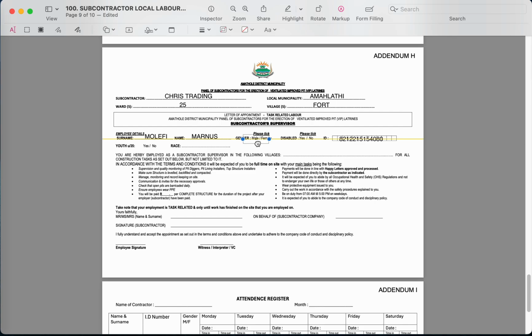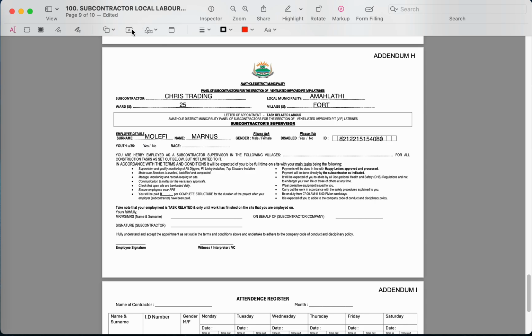Marnas is a male, so female is cancelled, or male is circled. Is he disabled or not disabled? In this case, Marnas is not disabled. And then, is Marnas above 35 or not? Marnas is above 35, meaning he's not a youth under.